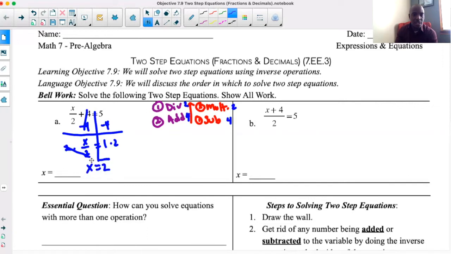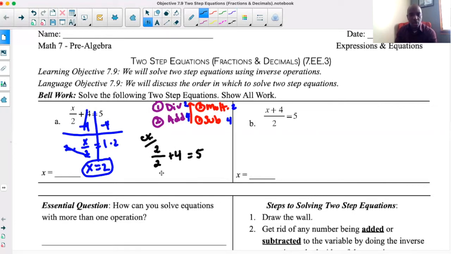Now, even though this is my answer, ladies and gentlemen, you should get into the habit of checking your answer, right? So I'm just going to quickly check the answer, make sure it makes sense here. I'm going to put a little CK here, which stands for check. And I'm going to plug in 2. So 2 for X divided by 2 plus 4, does this equal 5?